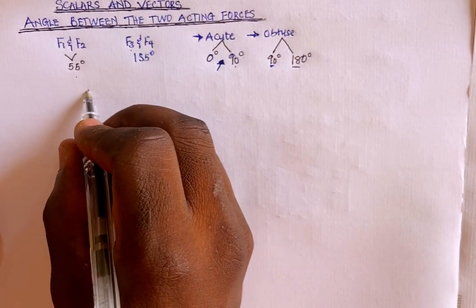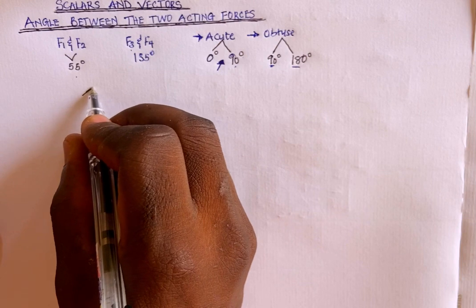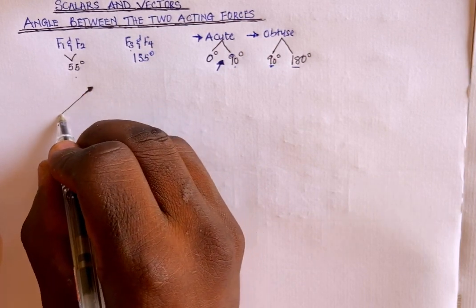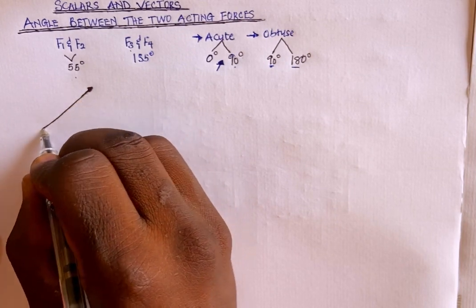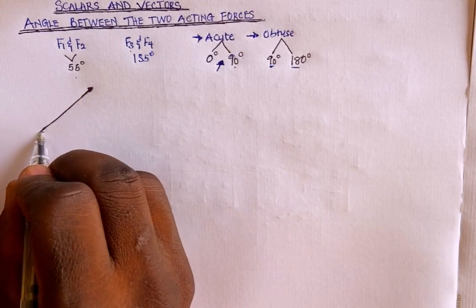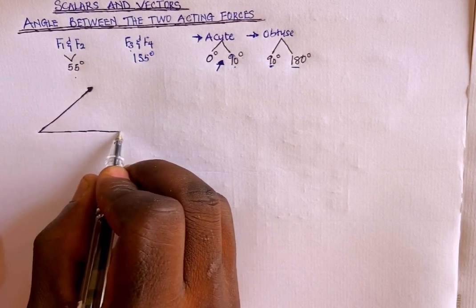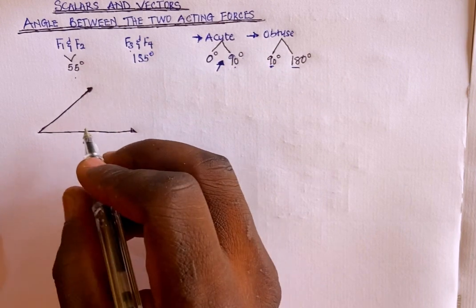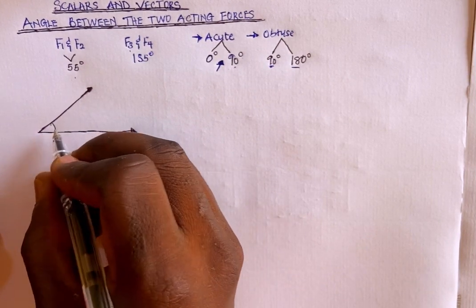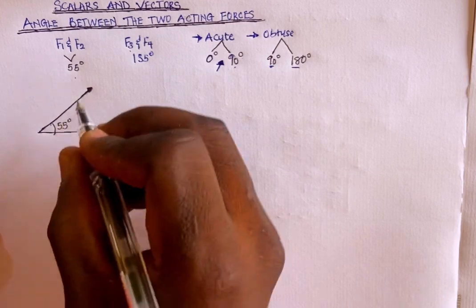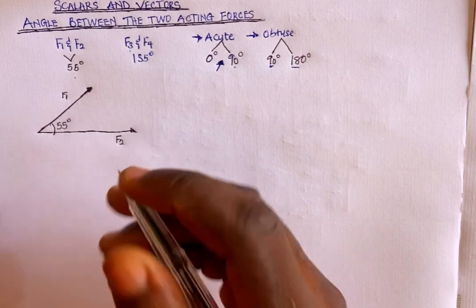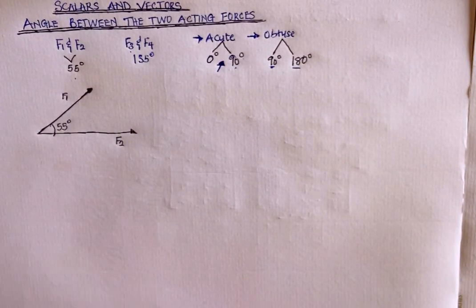Let's say our F1 is acting along this side, right? It's acting along this side. Then the diagram is going to be something like this. Let's say this is angle 55 degree, right? F1 and F2 are both acting at angle 55 degree to each other.